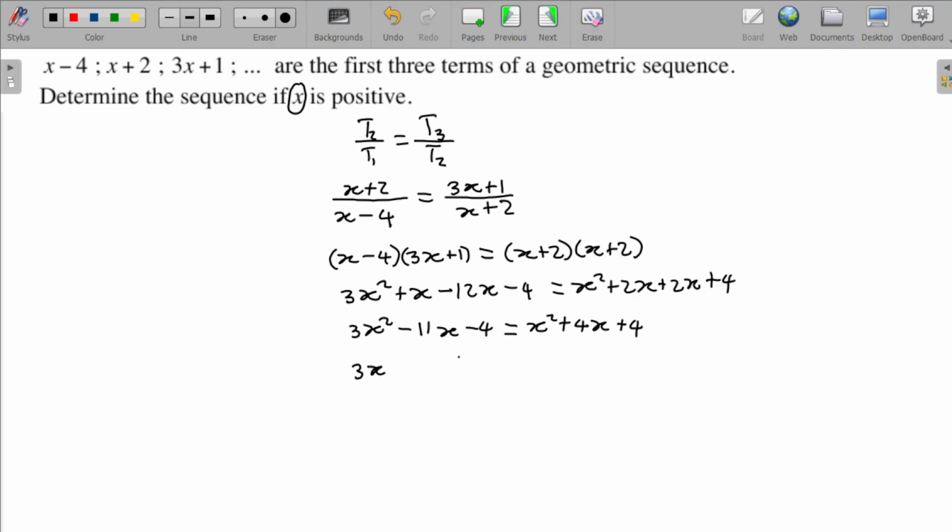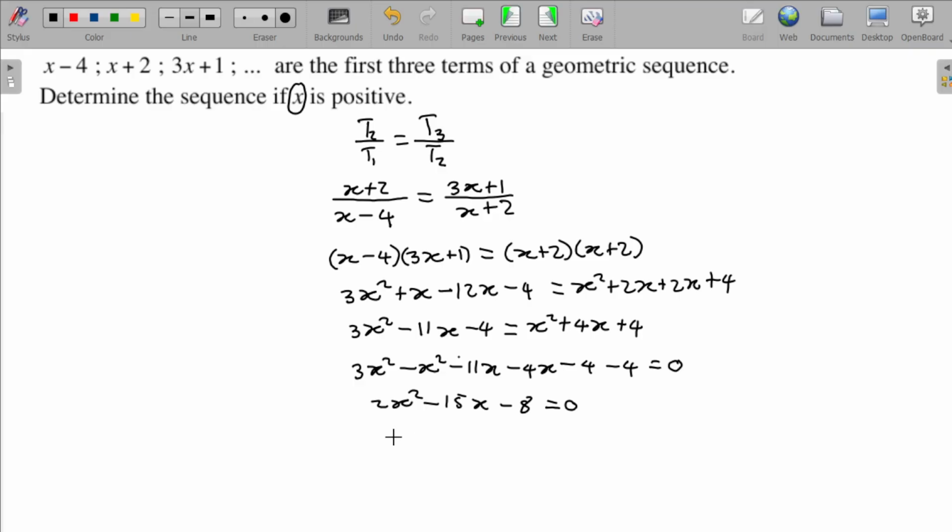So it's going to be 3x squared minus x squared and minus 11x and then minus 4x and then minus 4 and then minus 4, then it's going to be equals to 0. And then this one here is going to give me a positive 2x squared. And then this one here is going to give me negative 15. And then this one here gives me minus 8, and then is equals to 0.